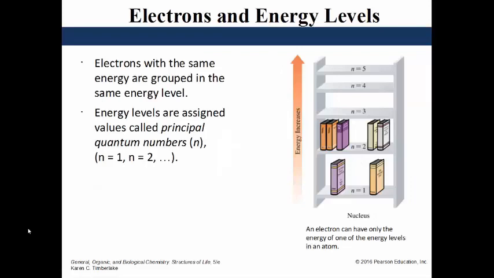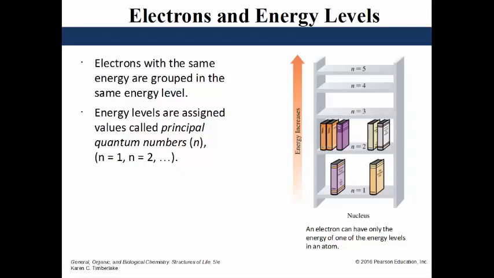Now electrons, like we mentioned before, exist in different shells or different orbitals that spin around the nucleus. Electrons with the same amount of energy are grouped in the same energy level. And energy levels are given what are called principal quantum numbers, or the N number. So N1 is the lowest, then the next higher level will be N2, and 3, 4, and so on.